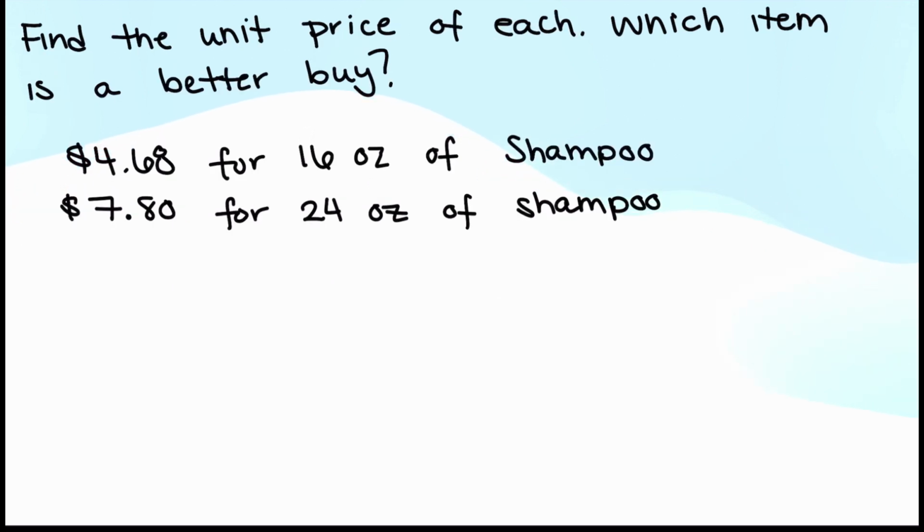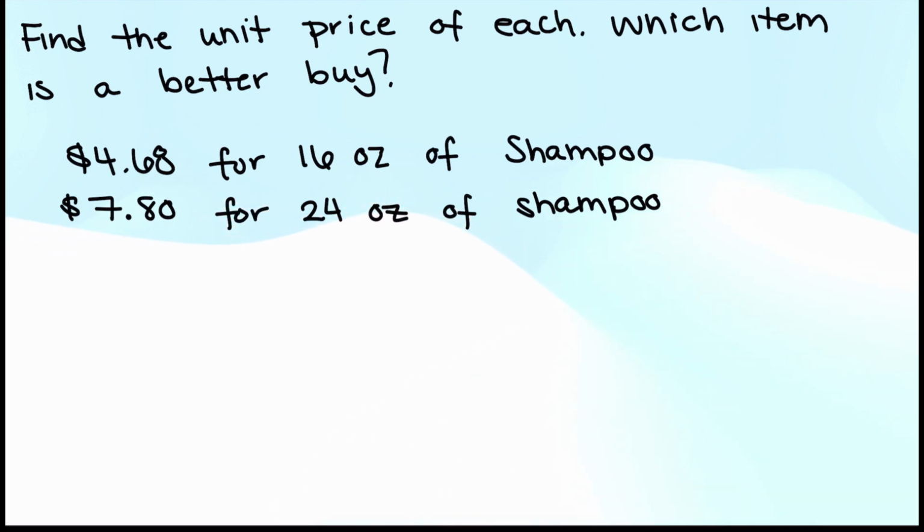One place where unit rates come up frequently is in the grocery store, and specifically in the context of unit prices. A unit price is a special type of unit rate. It's the price, so dollars, per ounce or per pound, whatever we're measuring our item in. So let's find the unit price of each. And the advantage of finding the unit price is we can use it to determine which one is a better buy. So I have a bottle of shampoo that is 16 ounces. That costs $4.68. And then I have a bottle of shampoo that is 24 ounces for $7.80.